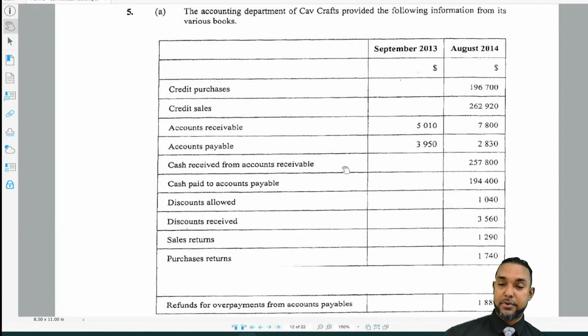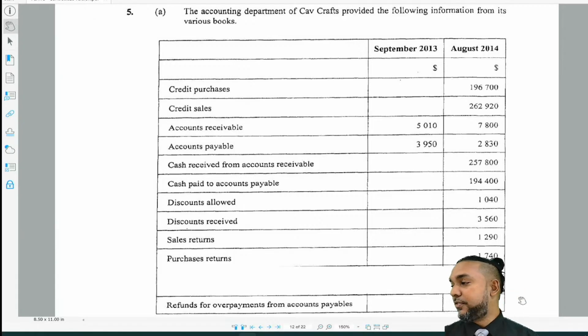Cash received from accounts receivable, cash paid to accounts payable, discounts allowed, discounts received, sales returns, purchases returned, and refunds for overpayments from accounts payable. Now, we didn't see this before, right? So I'll tell you one time, this will go on the credit side of the creditors control. Anyhow, you could always ask, on the exam.